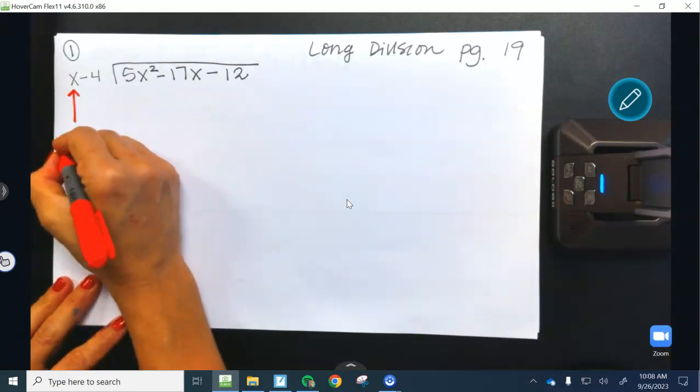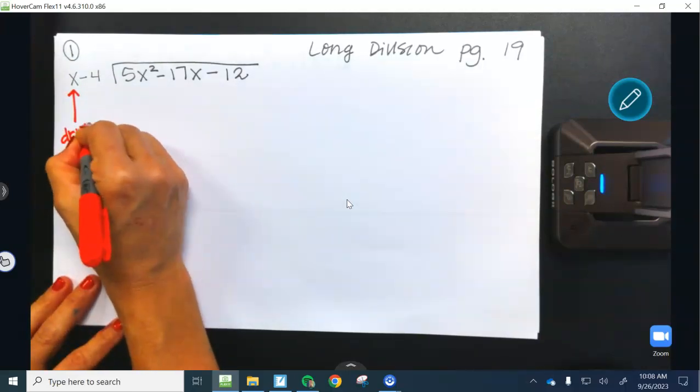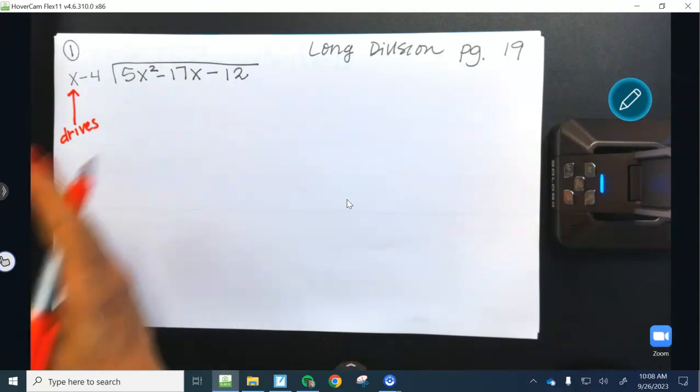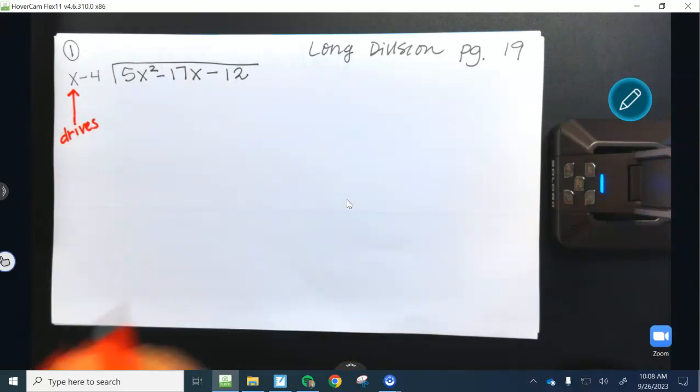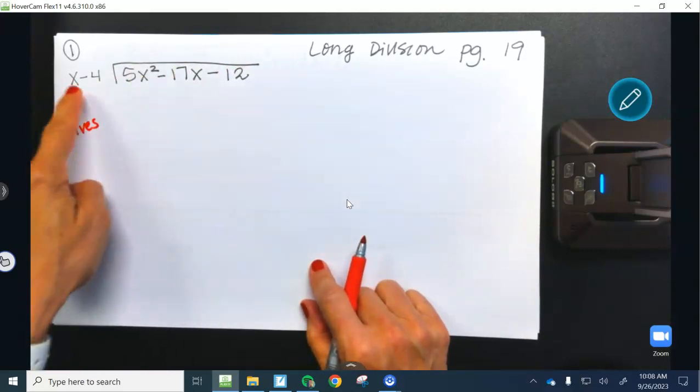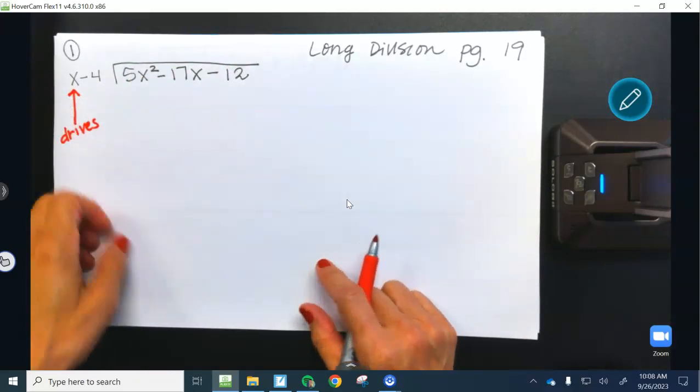That X right there drives. He's a driver. He's going to drive the whole entire problem. He's going to drive what the answer is. He's going to drive what you're going to write on your paper. Everything else is just along for the ride. The -4 doesn't matter. This stuff in here doesn't matter. This is the only thing that matters.